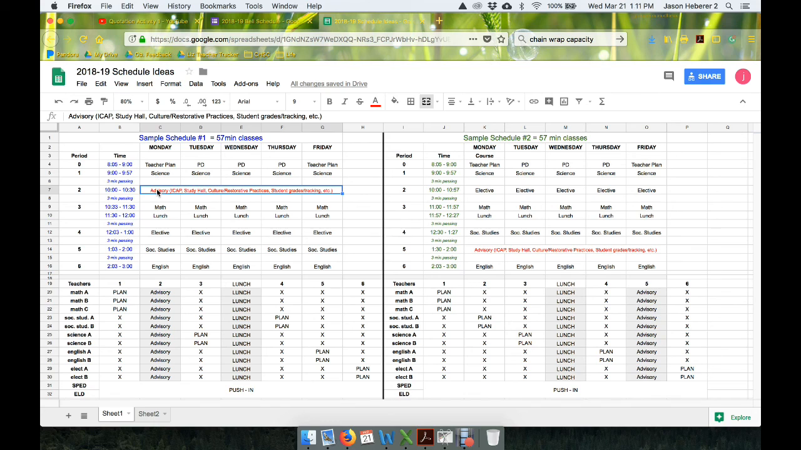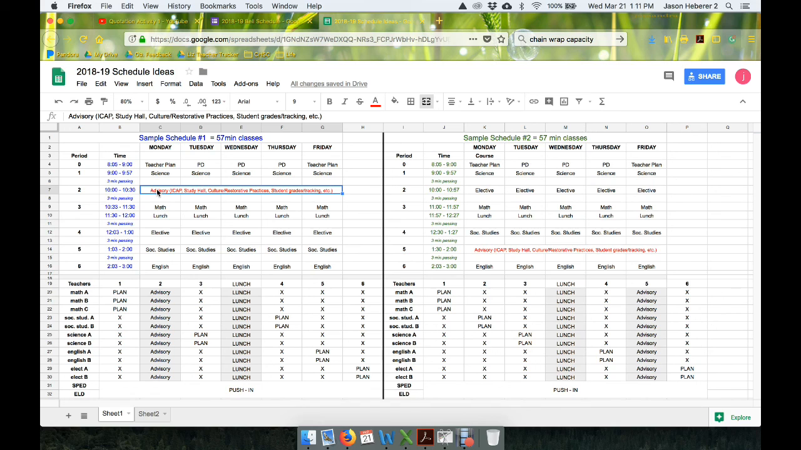And for this schedule, we're looking at advisory. So advisory is going to be every day, Monday through Friday. It's 30 minutes in each of these schedules. Some examples of what may happen in that advisory. We have some ICAP requirements we need to take care of with different grade levels.